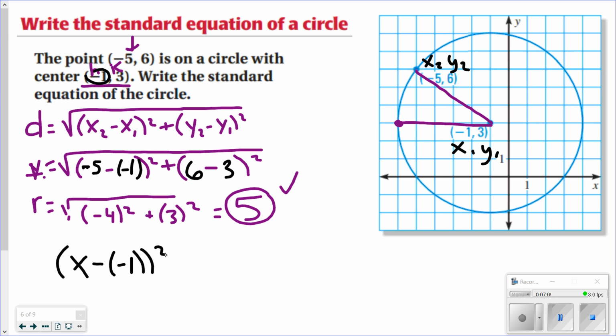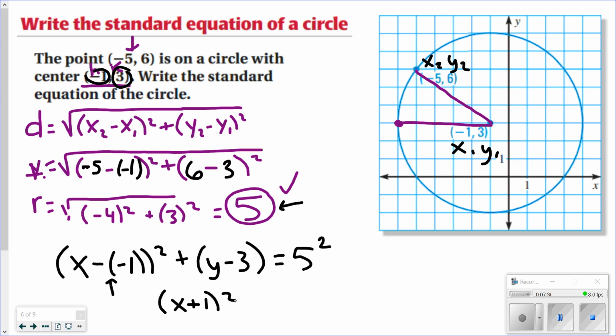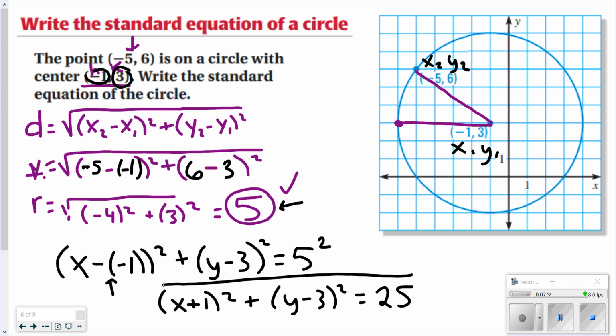Squaring that, plus y minus k, and k is 3, is equal to our radius squared, which we found was 5. And we're going to square that. And lastly, let's simplify this. This minus a negative becomes a positive. So x plus 1 squared plus y minus 3 squared, I forgot the squared again there, is equal to 25. So here is the equation of that circle.